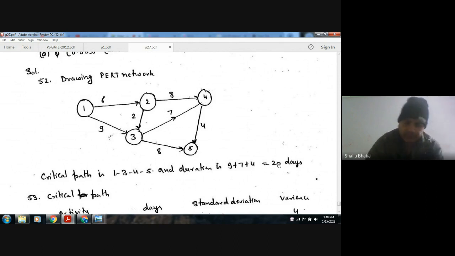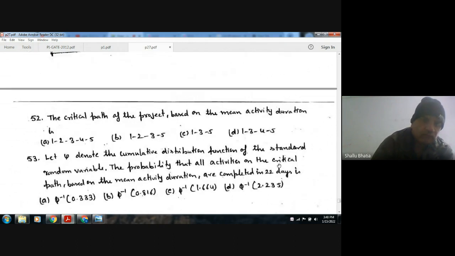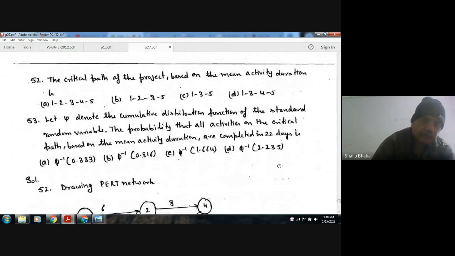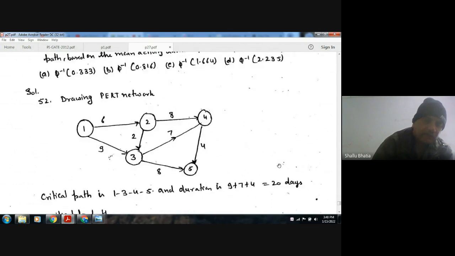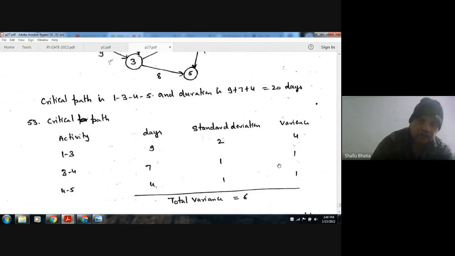This is your answer: 20 days. Okay, now in the second question, as the project is completed in 20 days according to the critical path, the probability of getting it completed in 20 days is just 50%.